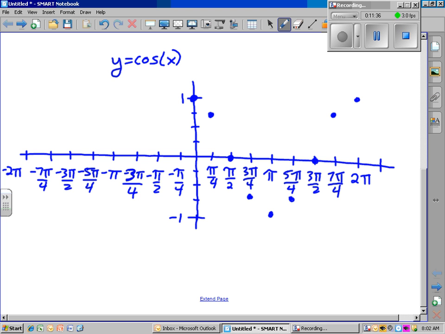I can add another 45. That would be what? 9 pi over 4? Like I said, I can just keep going and going. This pattern just keeps going. Then we go in a negative direction.